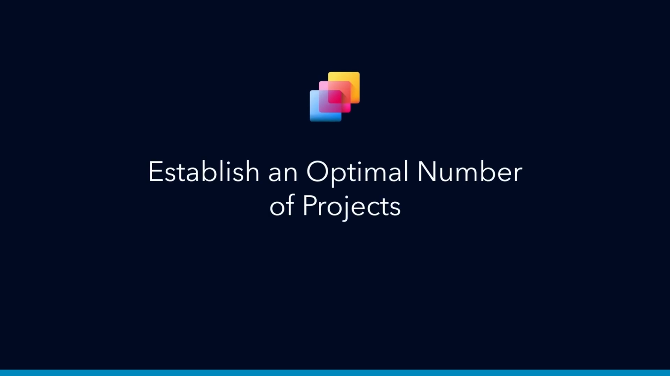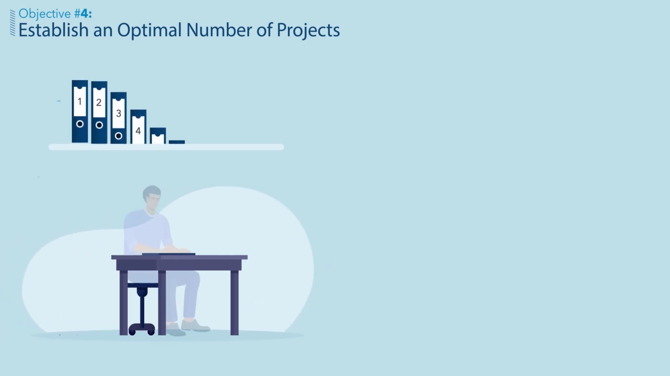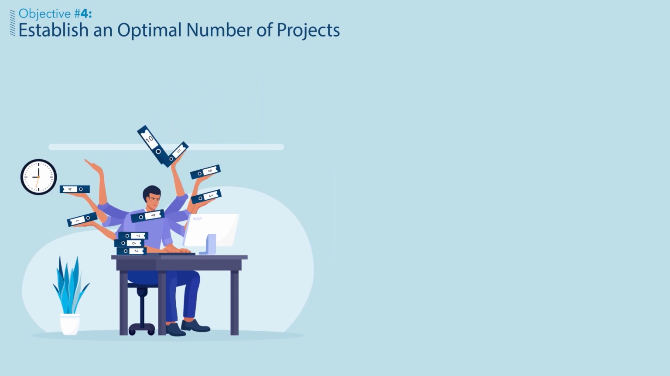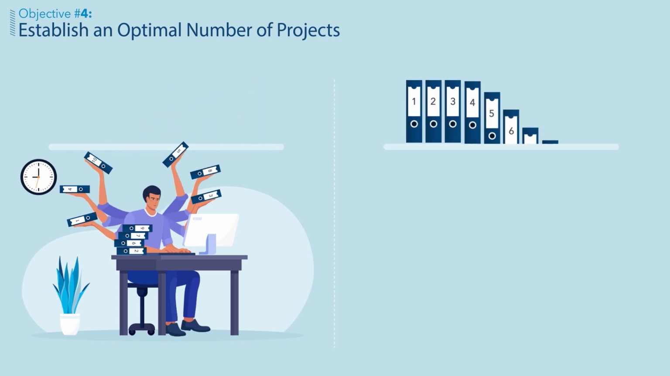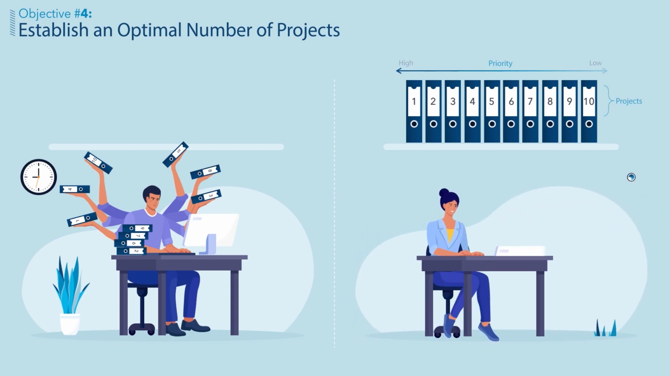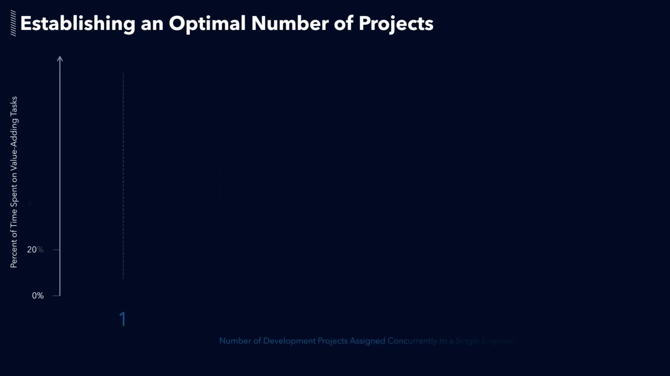Now let's discuss how to establish an optimal number of projects. Finally, the fourth objective is managing project activation so that an optimal number of projects are undertaken simultaneously. This helps to ensure prioritized projects are done first and reduces the overwhelming feeling one might have when too many projects are conducted simultaneously.